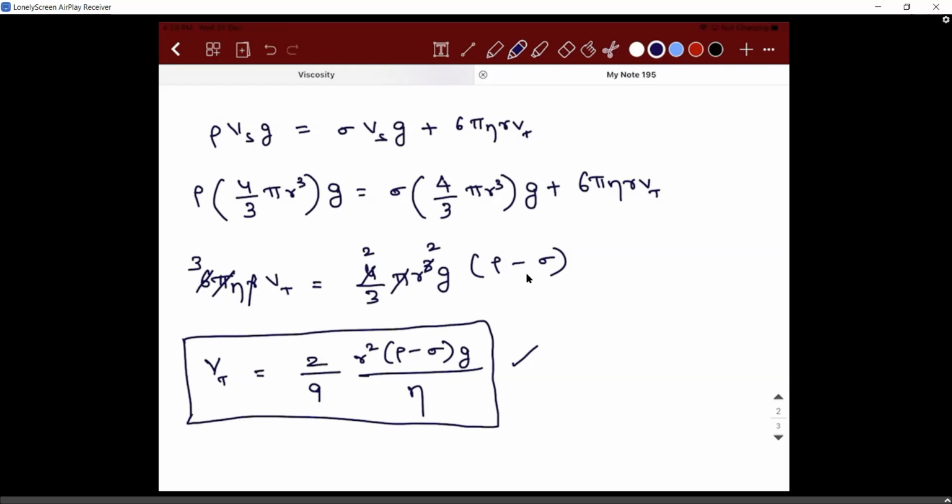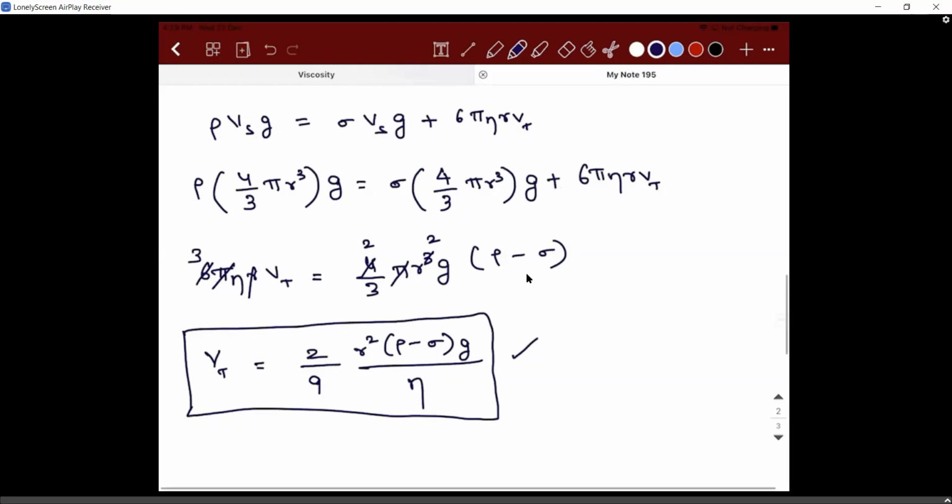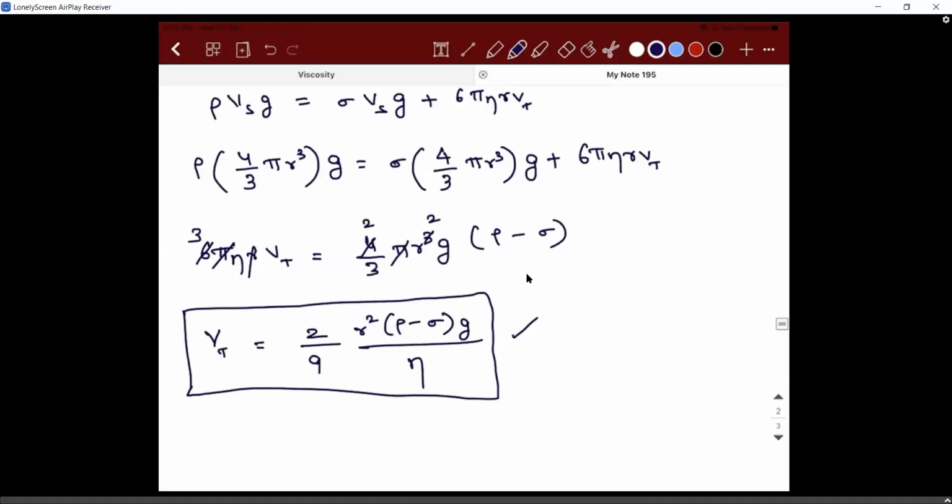So in the lab, all these parameters are easy for you to calculate, is it not? Generally, when you derive a formula, it should be such that the formula is supportable in the lab as well. So 2 by 9 is a constant. Density of solid and density of liquid you can find from the specifications. g is known to us. Eta will be given to us because it is also there in the specification. So r you can find using a vernier caliper. So this is how it looks. This is the value of terminal velocity.